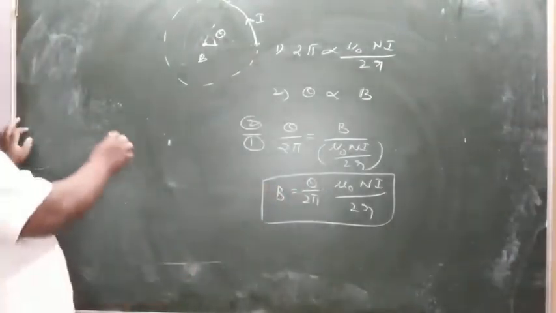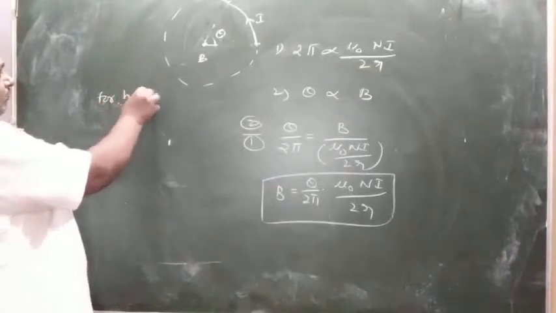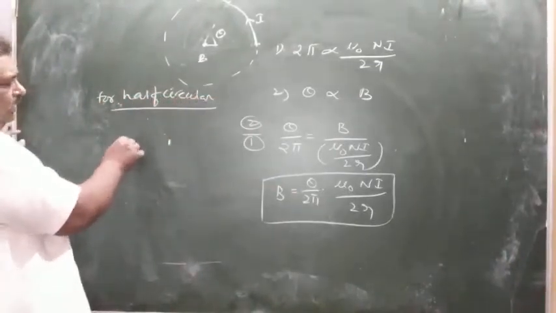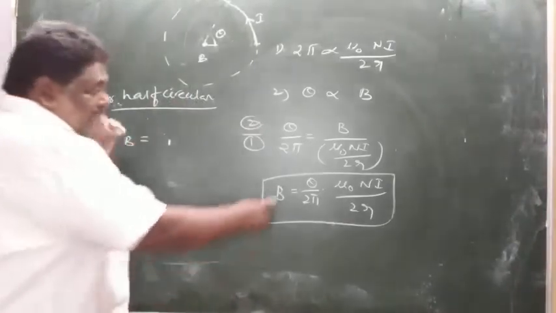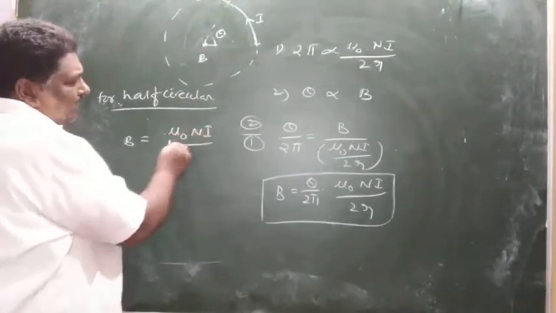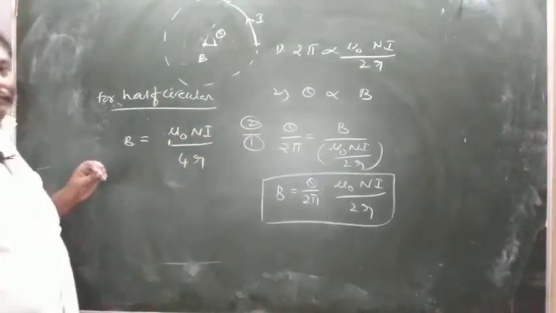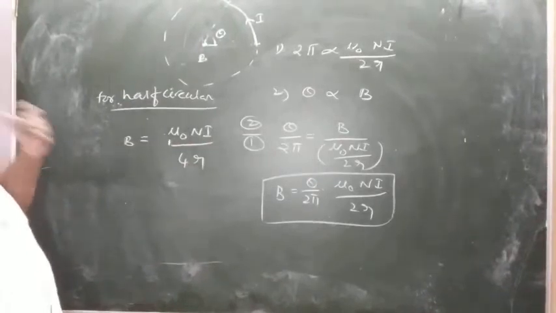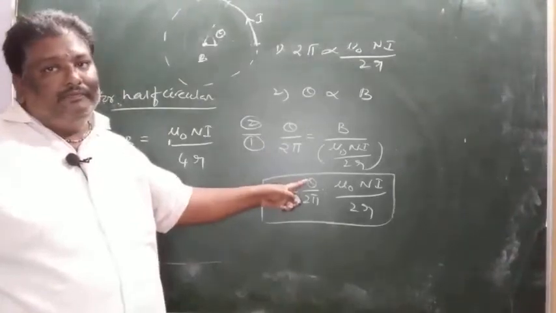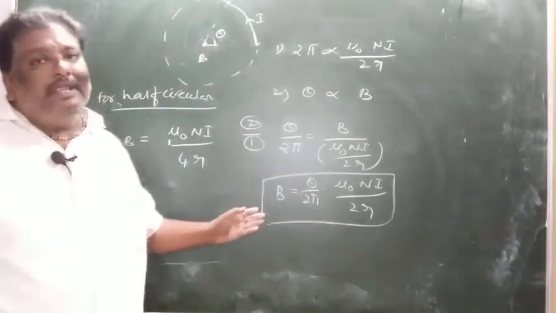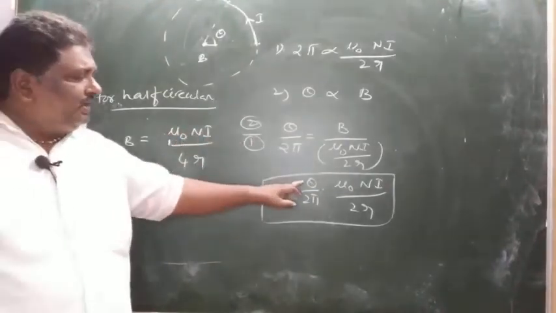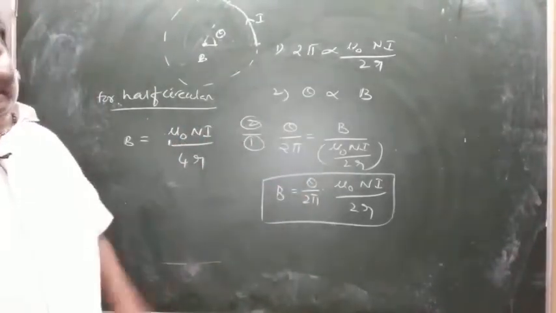Suppose it is a half circle, theta is pi. For a half circular conductor, B is equal to theta value pi by 2 pi. Pi gets cancelled, so mu naught N i by 4r. Suppose it is a quarter circle, theta is pi by 2, so mu naught N i by 8r, like this. For any value, you can easily find it by substituting the theta value.